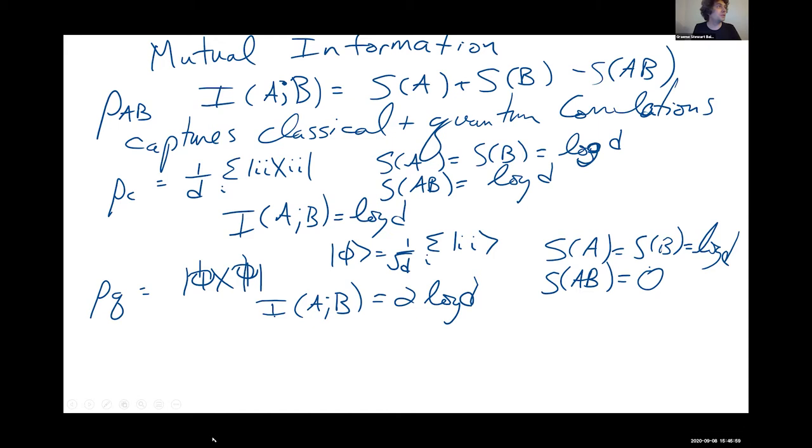Okay, so the mutual information, of course, is just the sum of the individual entropies minus the joint entropy. It captures both classical and quantum correlations. If you evaluate it on a d-dimensional perfectly correlated classical state, you get log d. If you evaluate it on a d-dimensional maximally entangled state, you get 2 log d. So we'll move on.